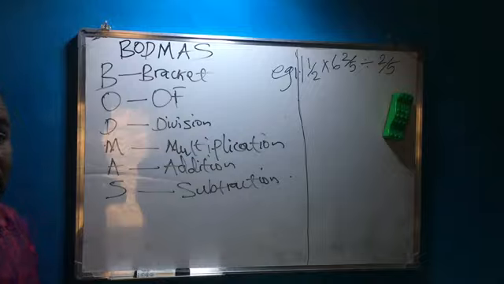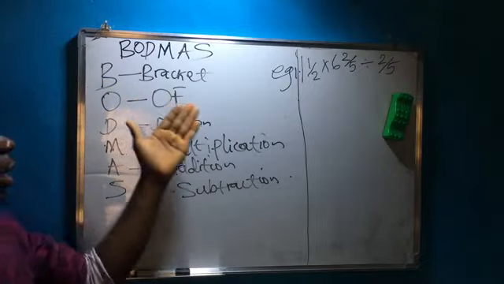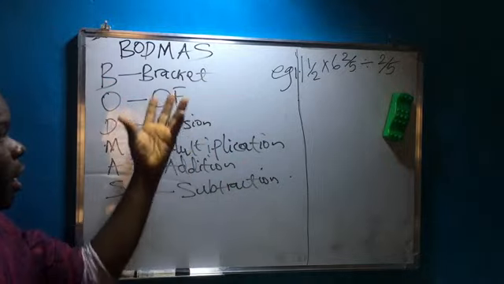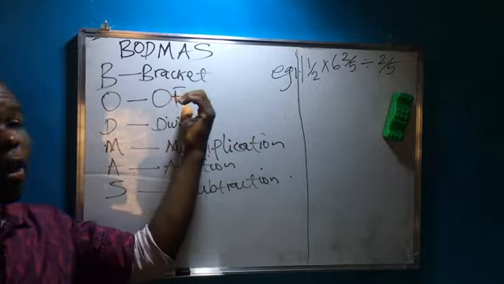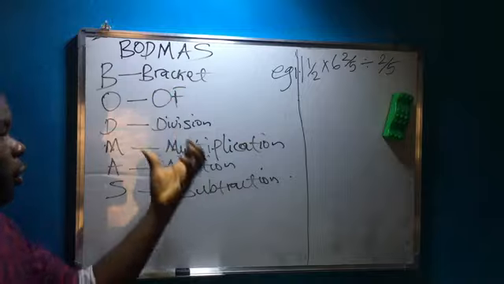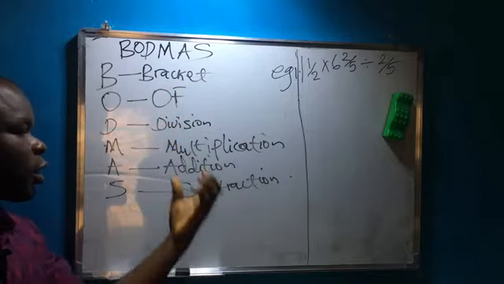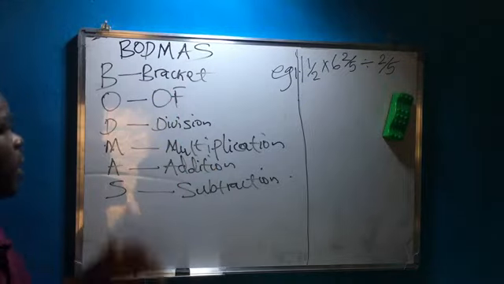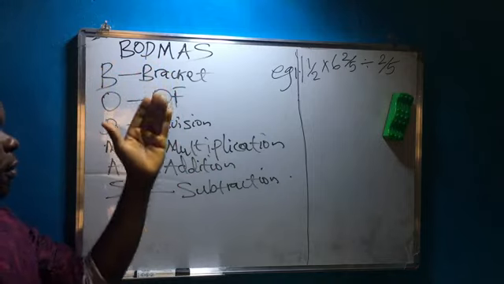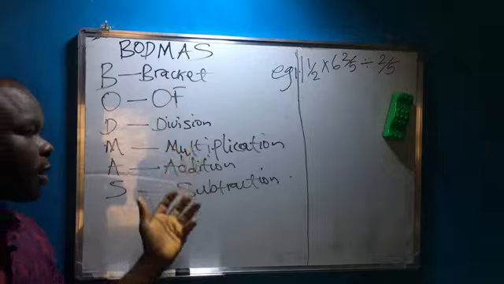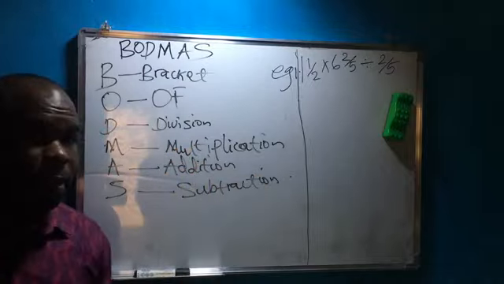It is encoded Bodmas, where B is bracket, O is of. Bracket, of, division, multiplication, addition, and subtraction. Just simple. Bracket, of, division, multiplication, addition, and subtraction.